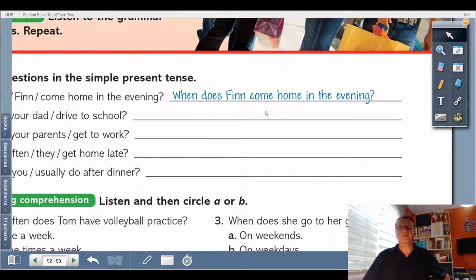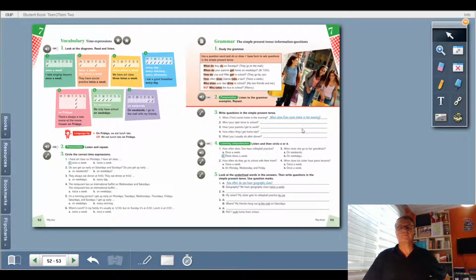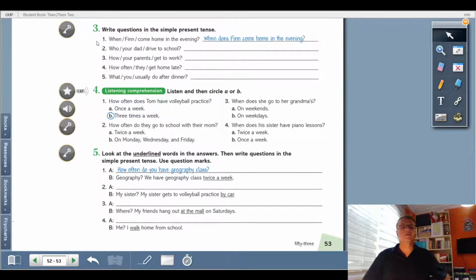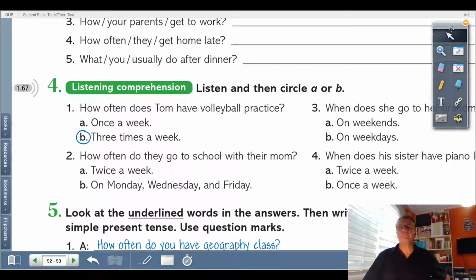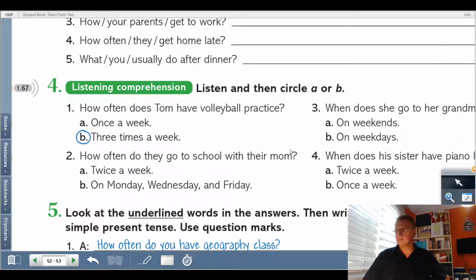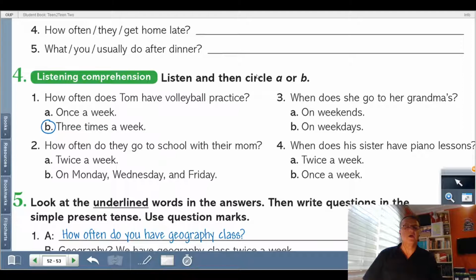Let's go back. Sorry. Let's look at here. This is listening comprehension. Listen and circle A or B. What are you going to do? Now look. Listen and circle A or B. Look at the questions. What are the questions? How often does Tom have volleyball practice? The answer is given. Once a week, or 3 times a week.